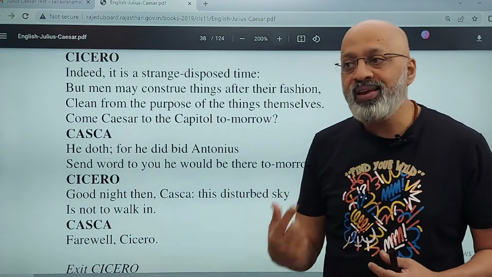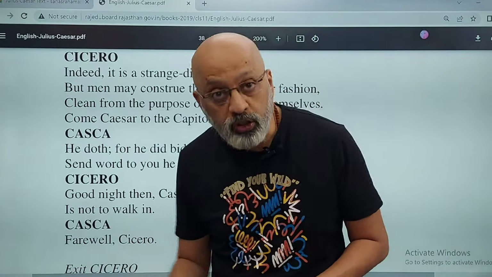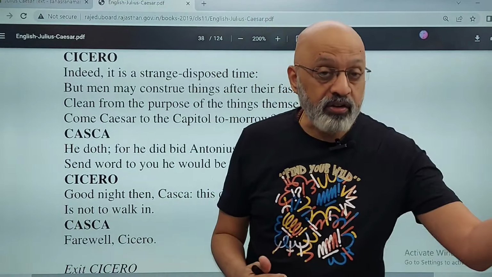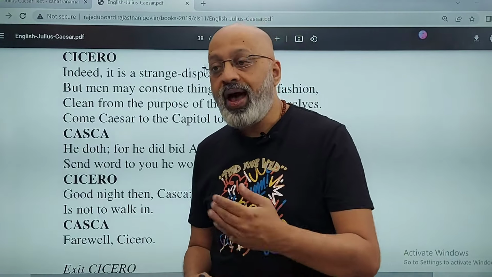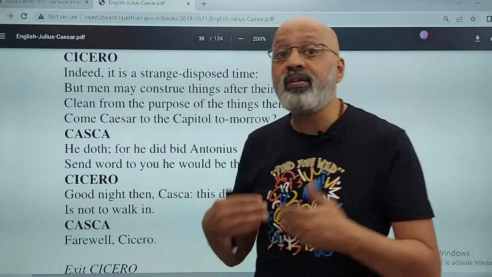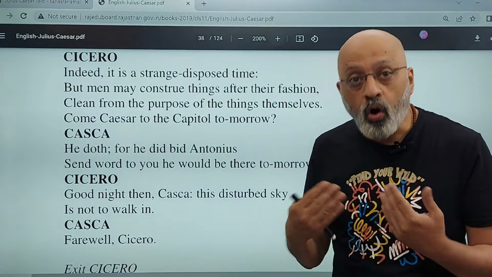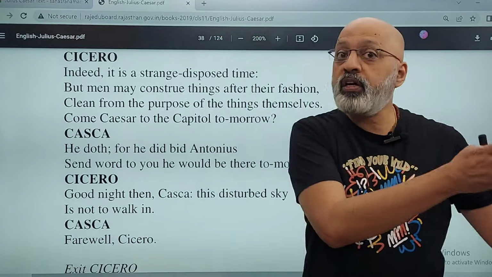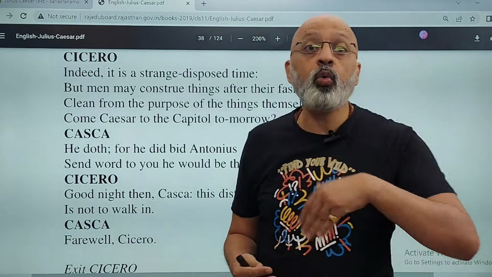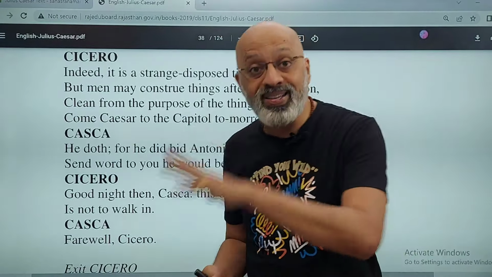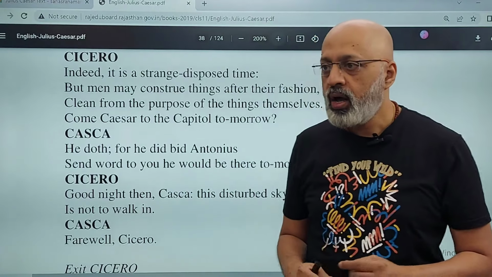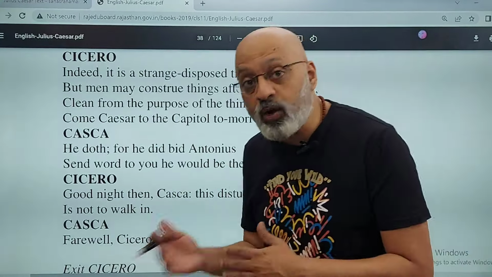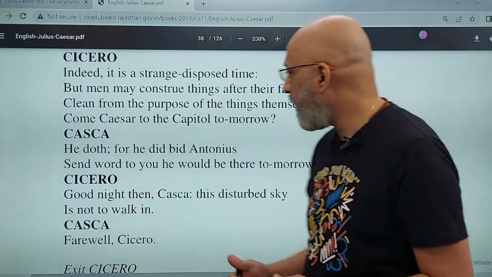Okay, so men may interpret things according to what suits them. I may feel something like this, I may interpret it like that. He may interpret it slightly differently, and it may be quite contrary to the real significance, the real meaning, right? The real thing may be something, but I may interpret it completely differently depending on what I want to interpret and how I see the same situation, right? Clean from the purpose is completely at variance with the purpose of the event.